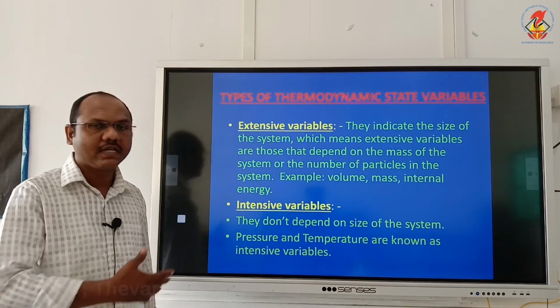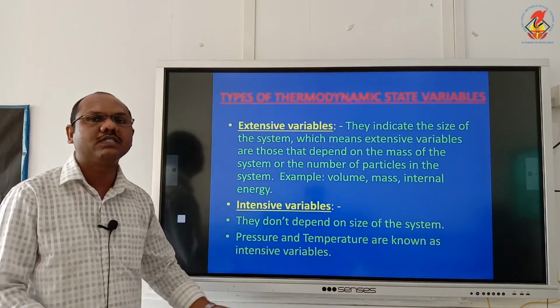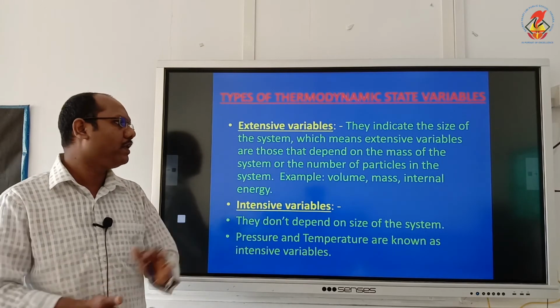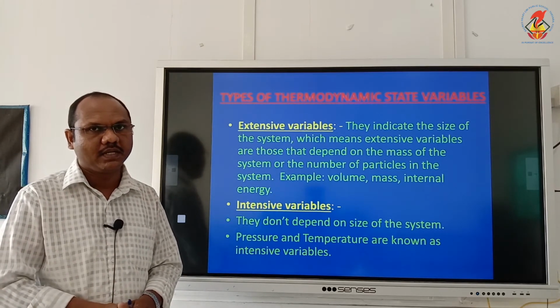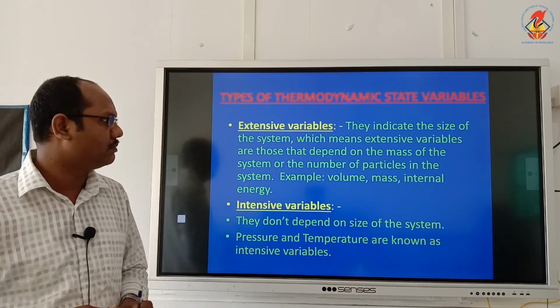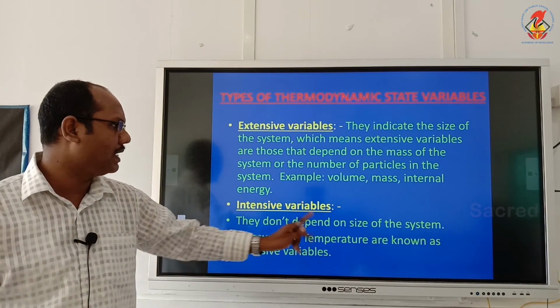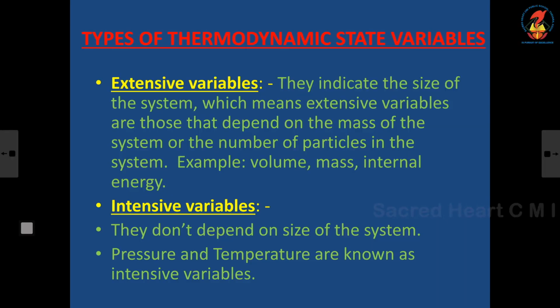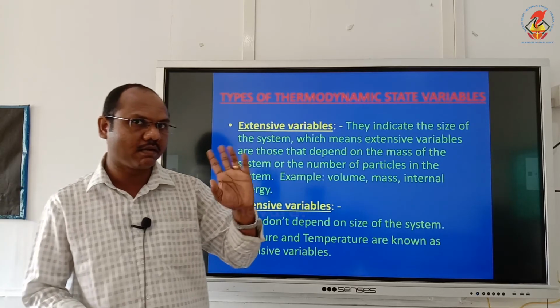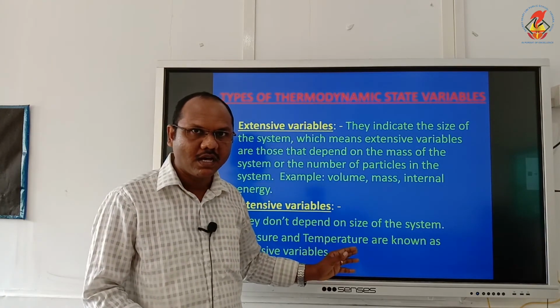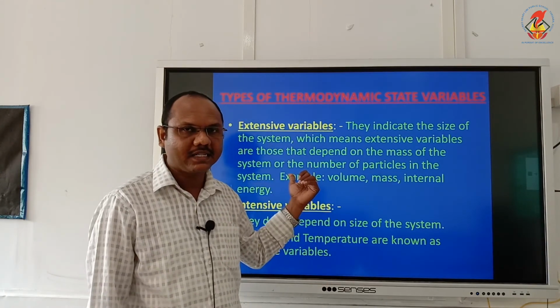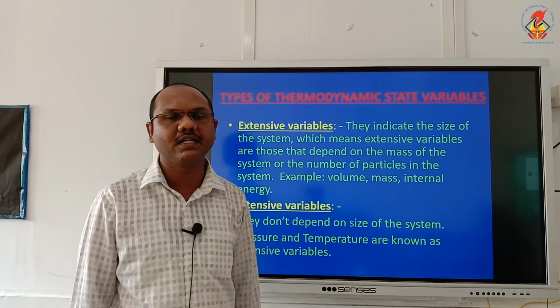Okay. Now comes the intensive variable. So, what is an intensive variable? They do not depend on the size of the system. Example, pressure and temperature. So pressure and temperature, remember the examples, okay? Pressure and temperature are intensive variables, whereas volume, mass and internal energy are extensive variables. So these 5 are state variables, remember. Out of that, these 3 are extensive variables and these 2 are intensive variables.